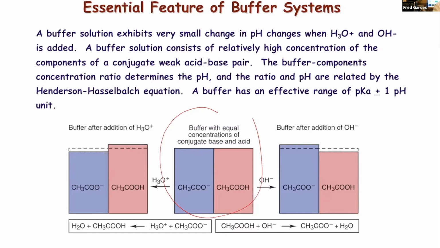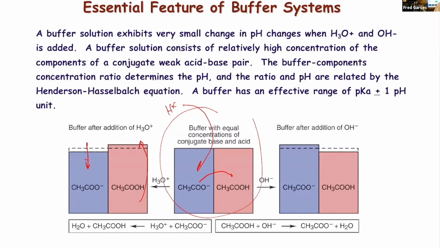But what happens is that when you add an acid, the acid will attack the base and therefore be removed. The base now will form the conjugate acid, and so the conjugate acid will go up and the base will go down. But the key feature here is that you remove H+. You remove H+, and therefore the pH will not change dramatically.